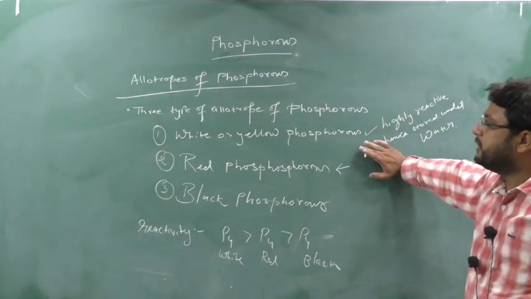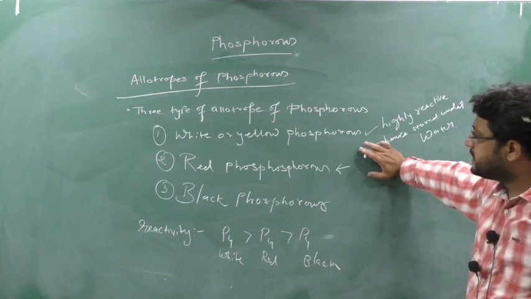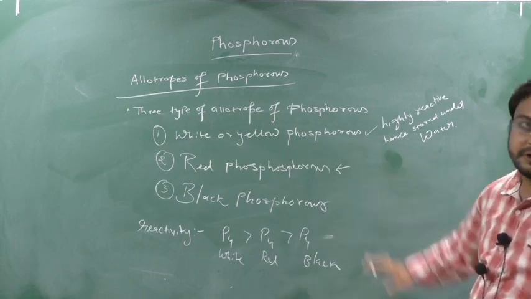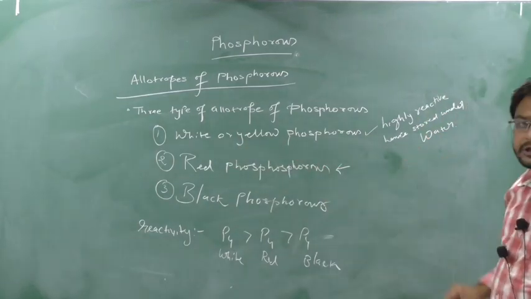So this is also one important question. There are three types of allotropes of phosphorus: white or yellow phosphorus, red phosphorus and black phosphorus. The highly reactive phosphorus is white phosphorus. Due to this high reactivity, it is stored under water.